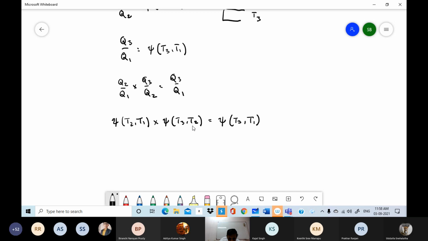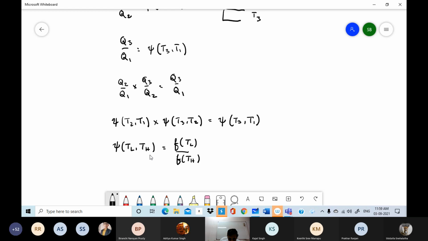if the dependence on T2, so here it was psi of T2 by T1, here it was psi of T3 by T2. So when we multiply these two, it cancels out. Now that property would be satisfied if I had psi of TL TH equal to a function of TL by the same function of TH.